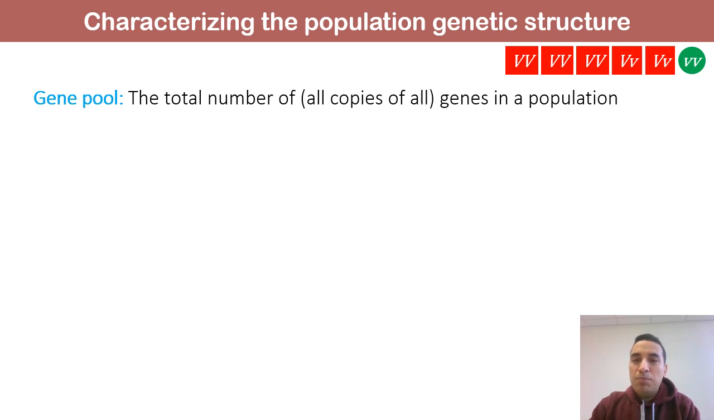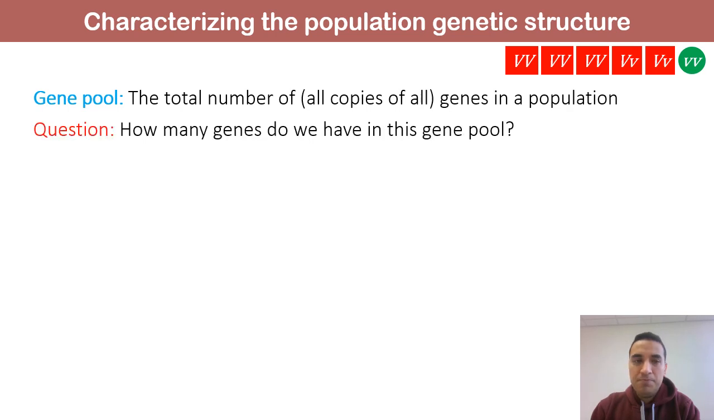Okay, let's think about this. Again, the population itself I'm showing on the top right. We have five carnivores and one vegetarian. The gene pool, we just need to come up with some terms to characterize this, to help us with this. The gene pool is the total number of all the copies of all the genes in a population. So what is the gene pool here? How many genes do we have in this gene pool?